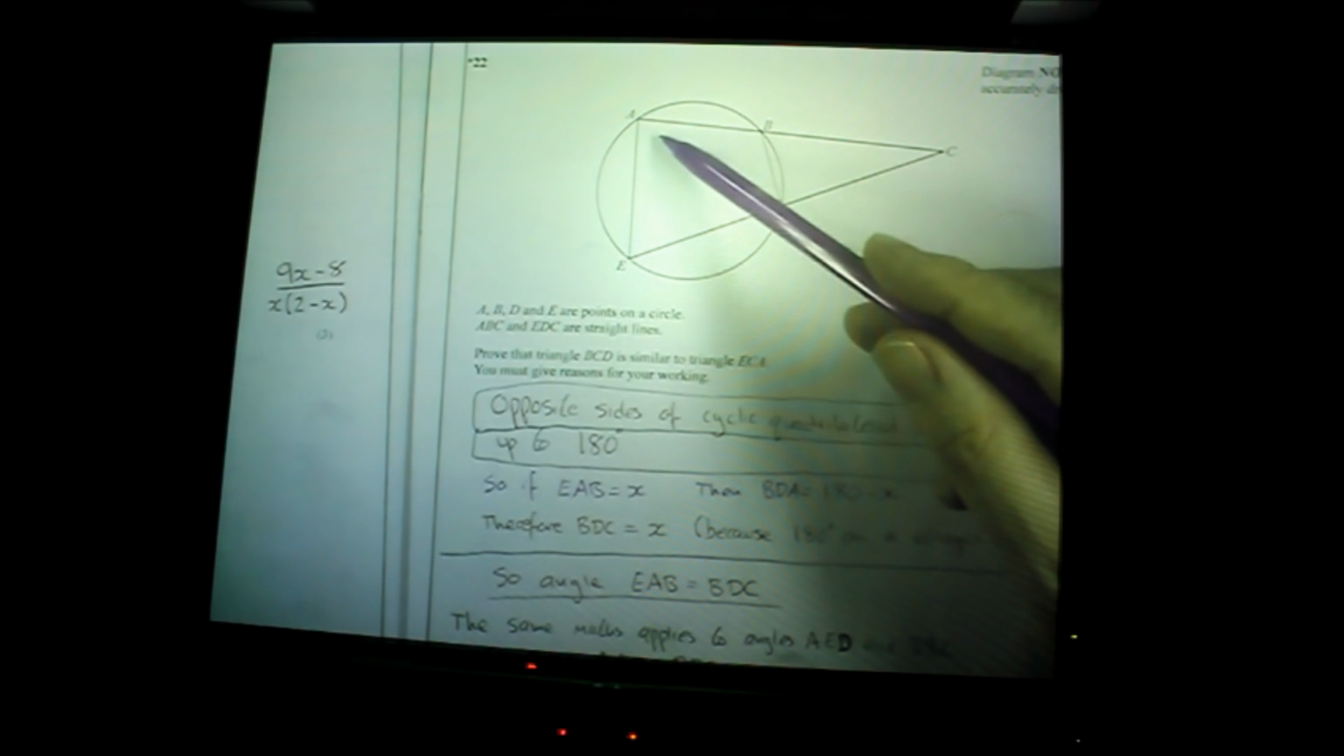So EAB, I've assumed that's x, that angle there, and if it is, that means BDA must be 180 take away x, because they add up to 180. So that's x, that's 180 take away x. Therefore, angle BDC here must be x, because if that angle there is 180 take away x, and this angle here is 180 degrees on a straight line, this angle here must be x.